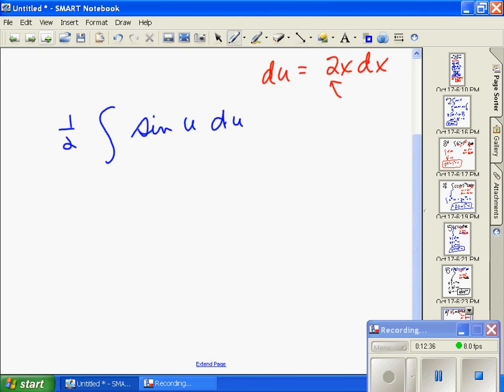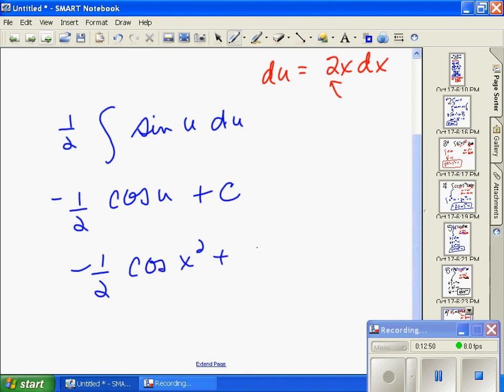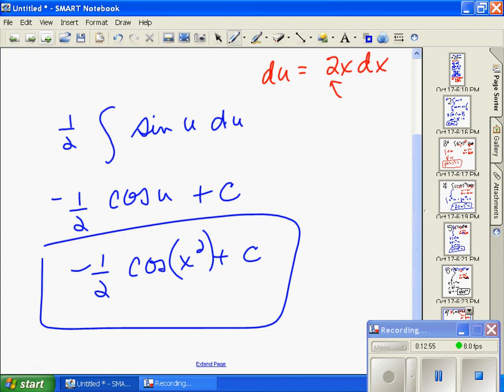So I can do the antiderivative of sine, and we all know that that is negative cosine of u plus c. Substituting back in, I would get negative 1/2 times the cosine of x squared plus c. That is my answer. Okay? Again, pause if you need to.